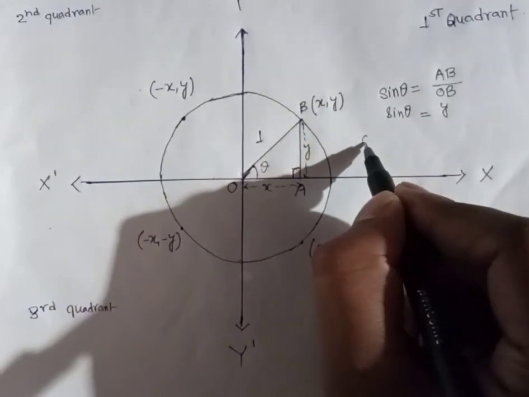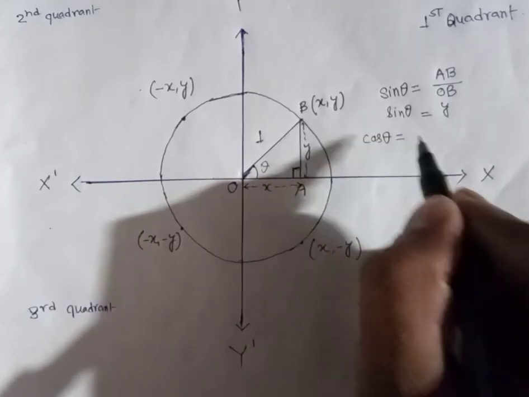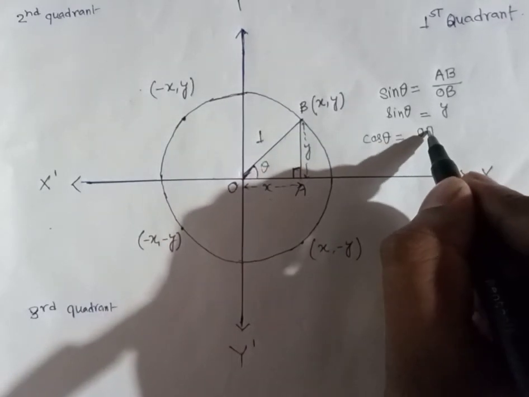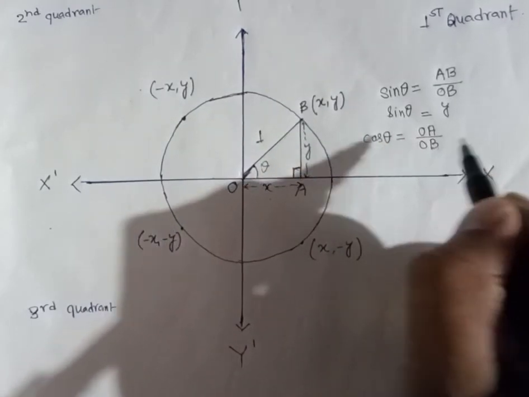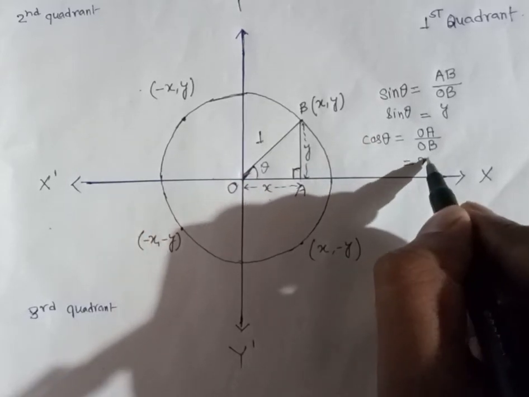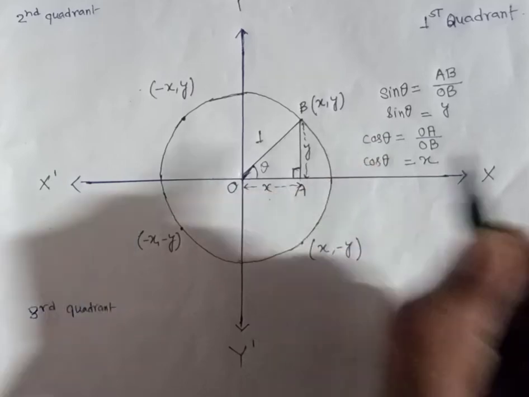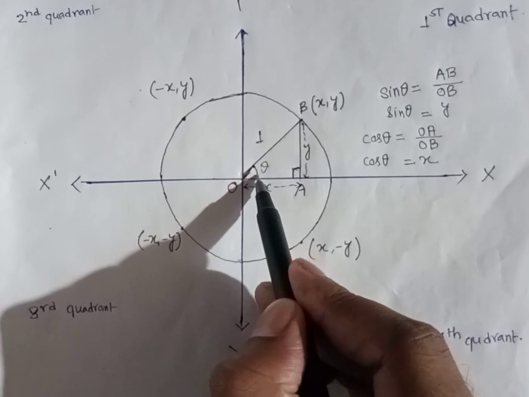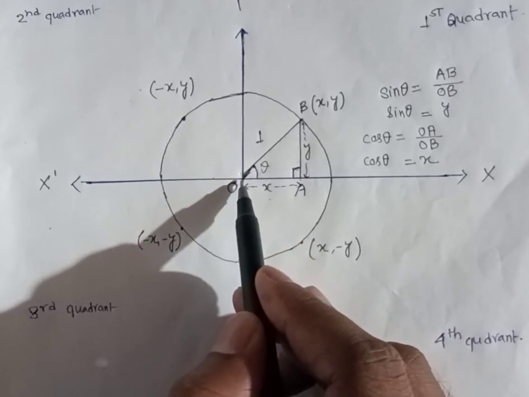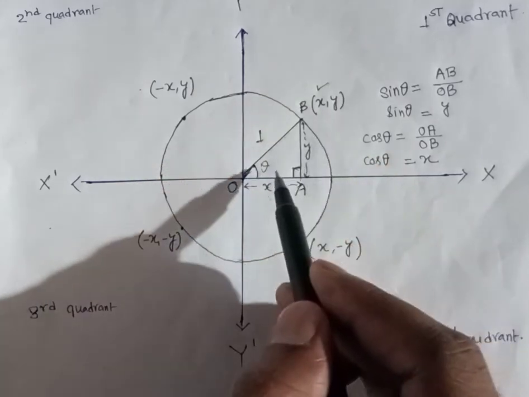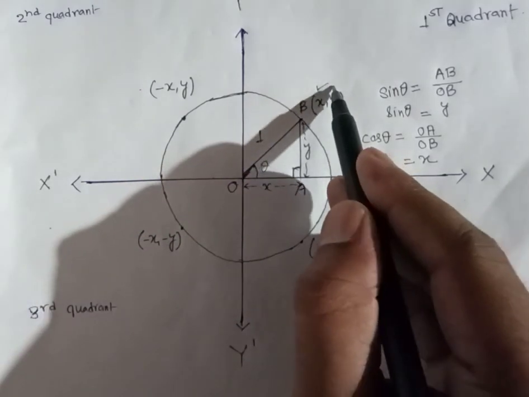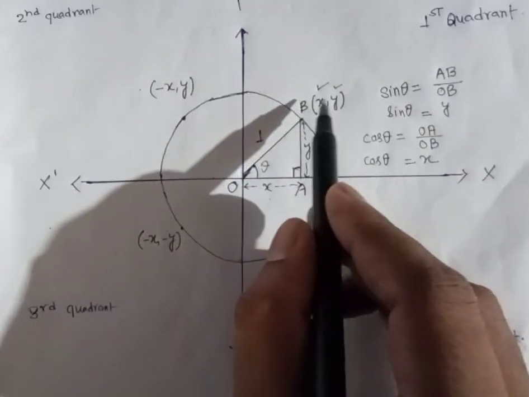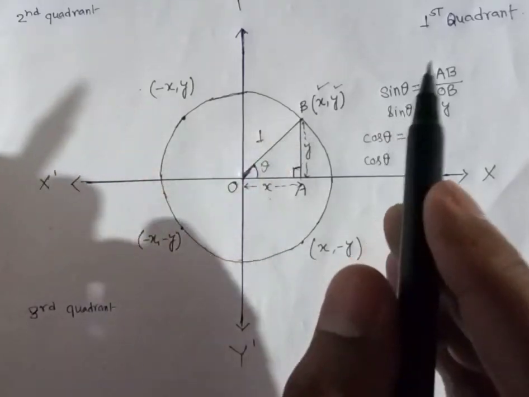Similarly, cos theta is equal to OA by OB, that is actually x by 1, that is x. So cos theta is equal to x. So if we take a unit circle and this angle theta, then for this angle, cos theta is actually the x coordinate and sin theta is actually the y coordinate. So the sign of cos theta will be positive, and sin theta will also be positive in the first quadrant.